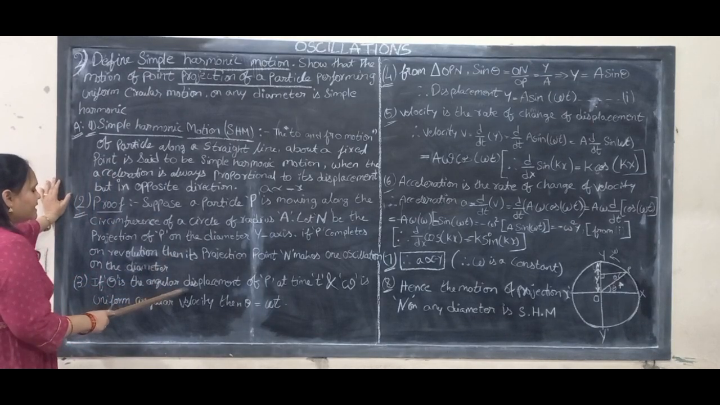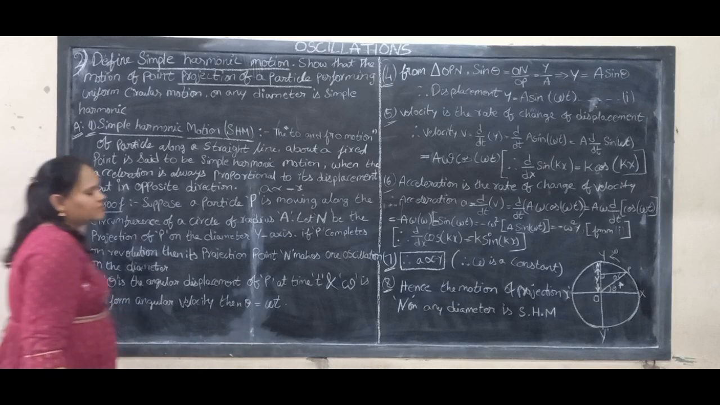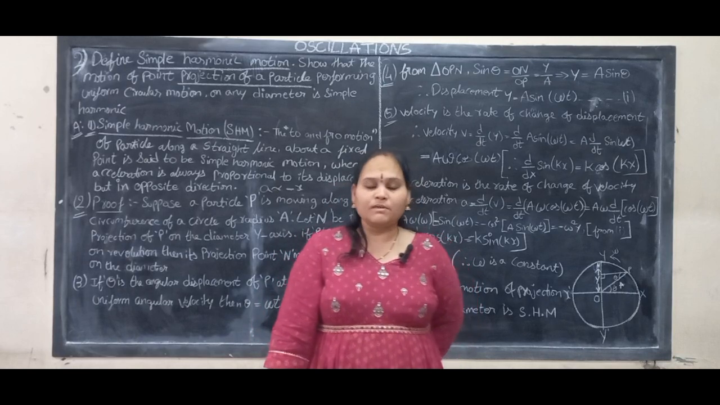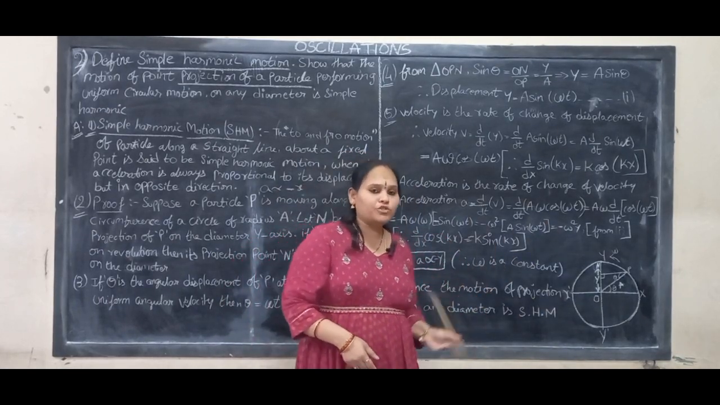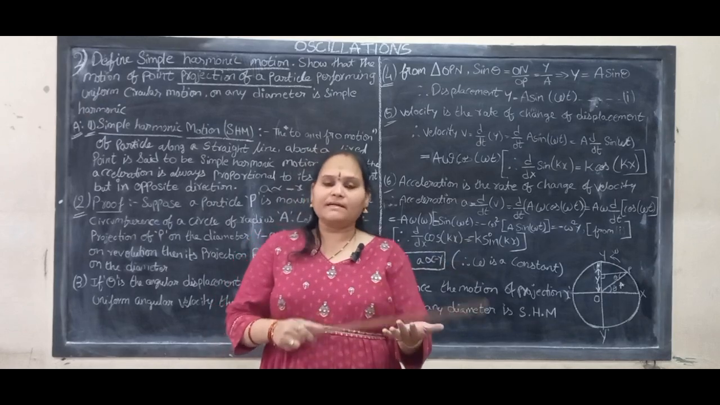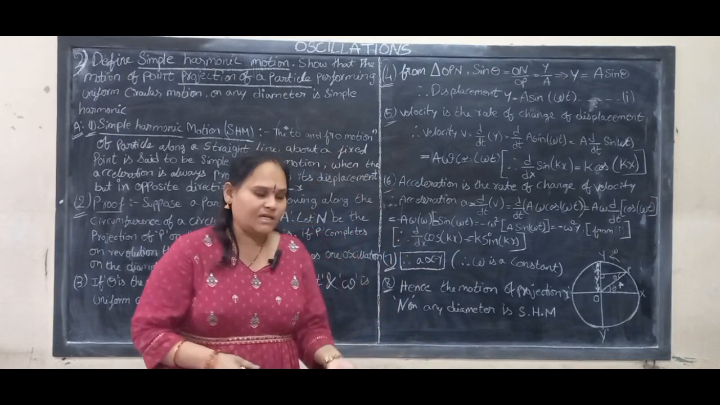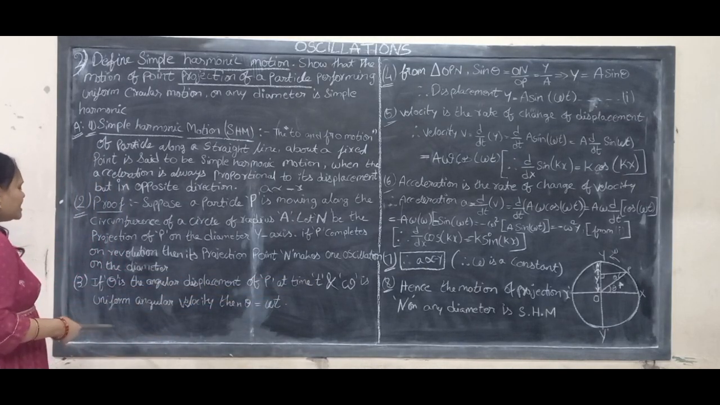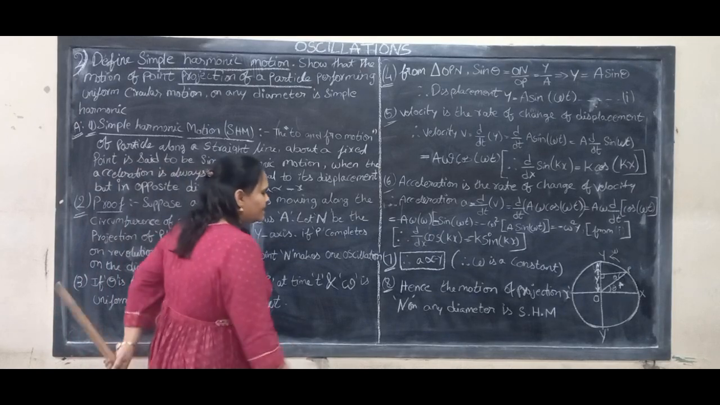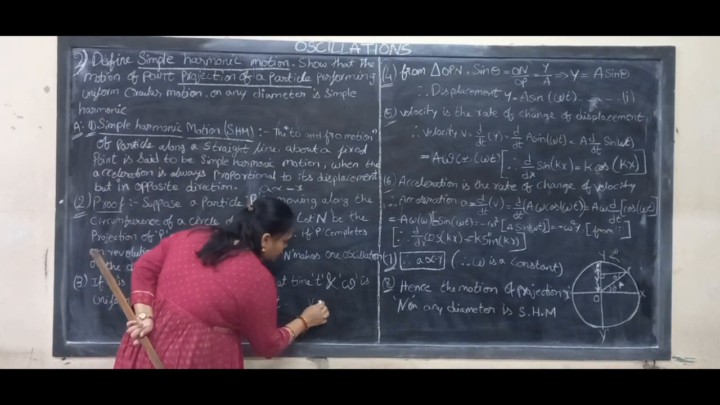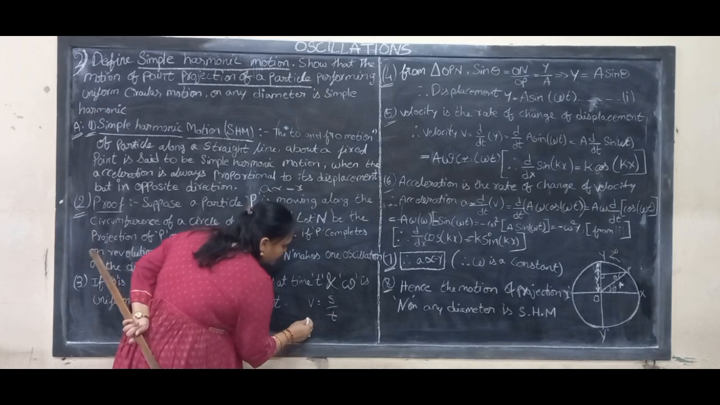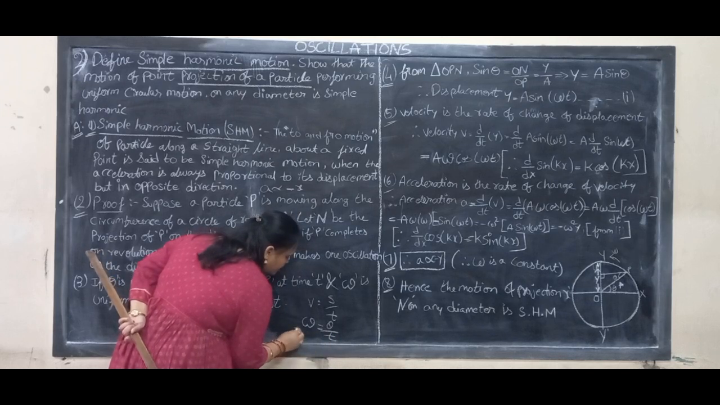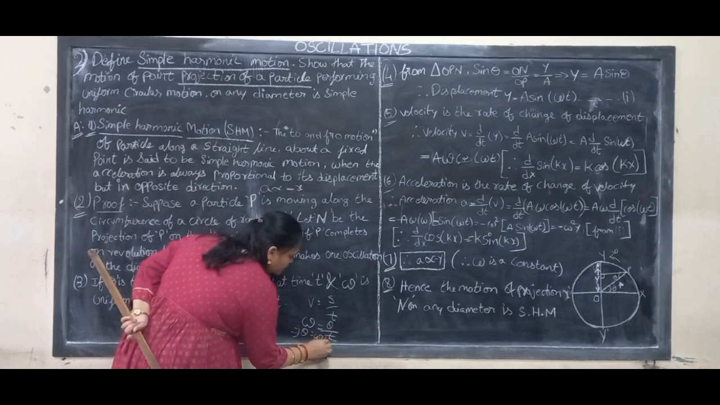If theta is the angular displacement of P at time t, here theta is the angular displacement, not linear displacement. Why? Because here we are considering the circular motion. That's why we will take angular velocity, angular acceleration, angular displacement, angular frequency. Omega is the angular velocity. We have velocity equal to displacement by time. Here omega is the angular velocity, displacement is theta, and time is t. From this, theta equal to omega into t.